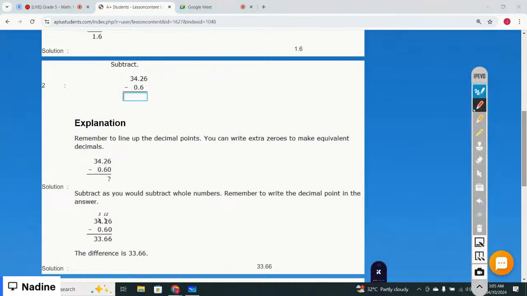That is 34.26, take away 0.6, that is subtraction, right? So just subtract, you write them down one above the other. The numbers must be lined up according to the decimal point. So 34.26 minus 0.6, decimal points must be one above the other, right? So it would be like this. Just subtract 6, take away 0 is 6. You cannot subtract 2 out of 6. You need to borrow 1. That makes 12. 12 take away 6 is 6. 3 take away 0 is 3. And you can write 3 as it is. That is 33.66. Got it?